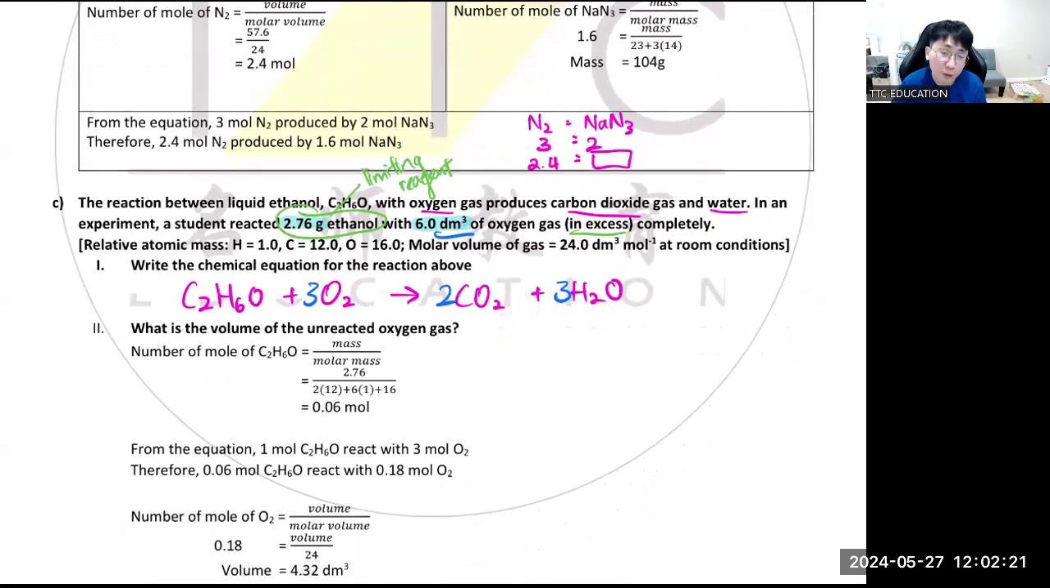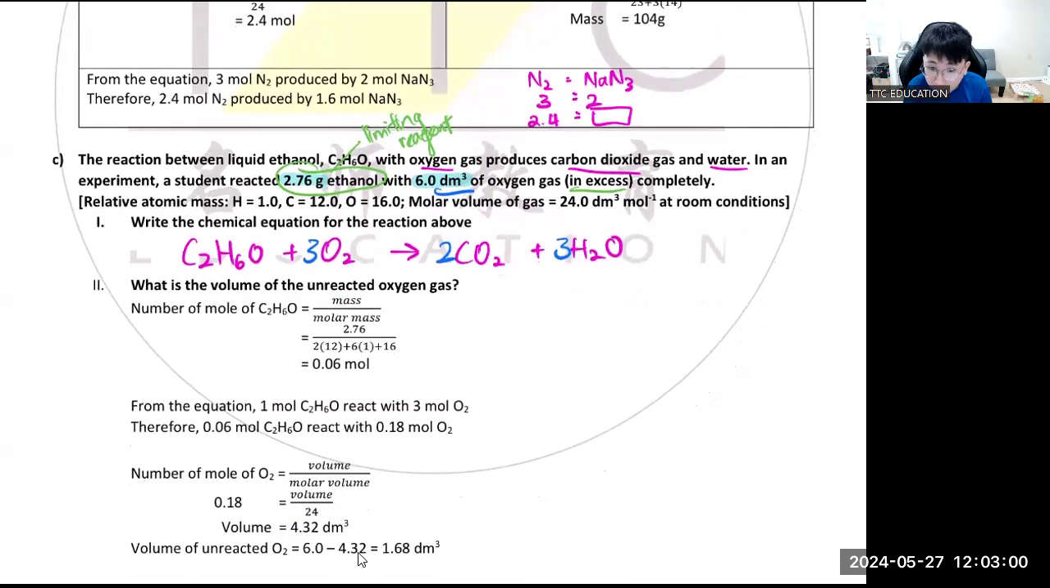So guys, what is this final answer? It's 4.32, but is that your final answer? No, because this 4.32 is the volume of the reacted oxygen gas. It means that if you want to get a complete reaction for ethanol, you need to use up 4.32 dm3 of your oxygen gas. But is that the final answer? No, because what they give you is 6 dm3, but you only use up 4.32. So what is the unreacted oxygen gas? You take the volume of gas that they give you minus the gas that you used up, then the leftover is the gas that never used up. So the 1.68 is the volume of oxygen that never had reaction.